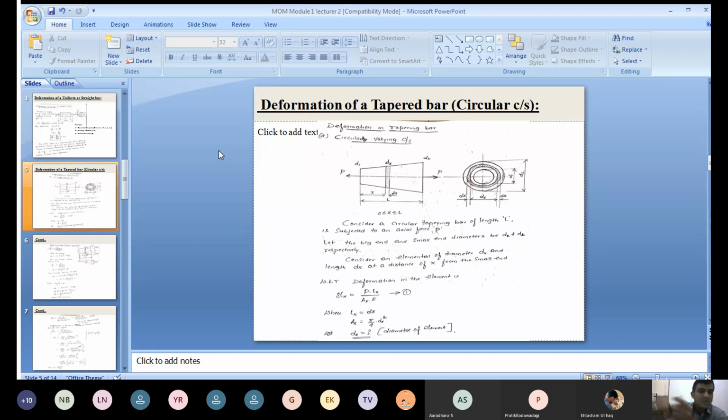Another one is a rectangular cross section. This is again a tapered bar of rectangular cross section. The thickness remains the same. Okay, first we'll discuss the first point, the circular cross section.